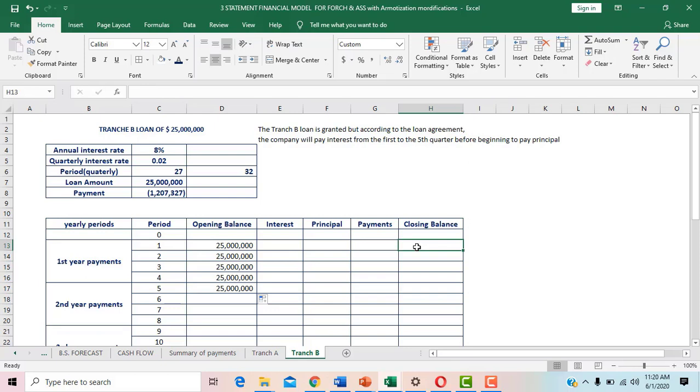Then the same is going to apply for our closing balance. Our closing balance is basically going to be equal to our opening balance. We just pull that right up to the 5th period. So we are told that from the 1st right up to the 5th period, we are going to be paying just interest expenses.